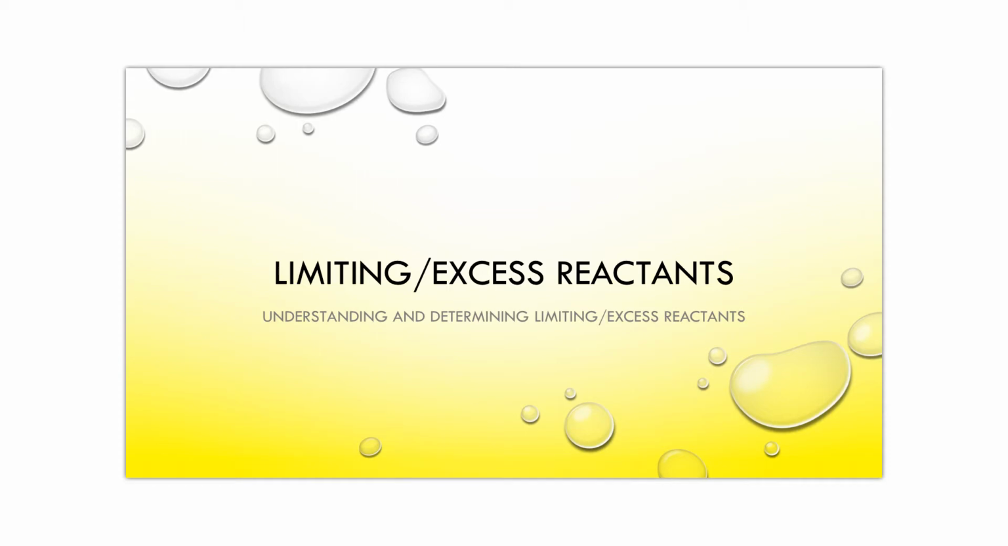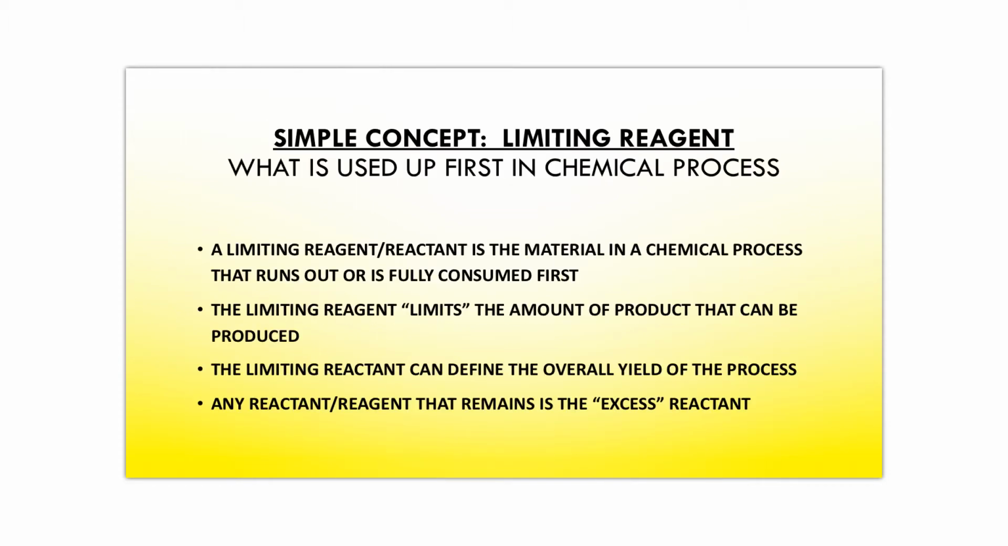and the excess reactant. The simplest definition of a limiting reagent/limiting reactant is the material, the reactant, that is used up first in a chemical process. It limits the amount of product that can be produced. The limiting reactant can define the overall yield of the process, and then anything that's remaining is determined to be the excess reactant or the excess reagent. It's no more complicated than that. So whatever you run out first, that limits how much of the other stuff you can make.